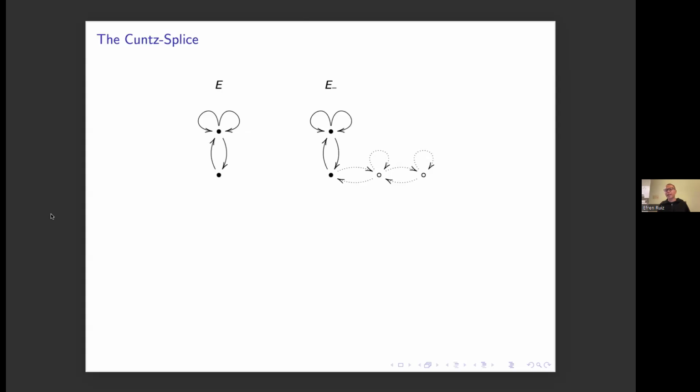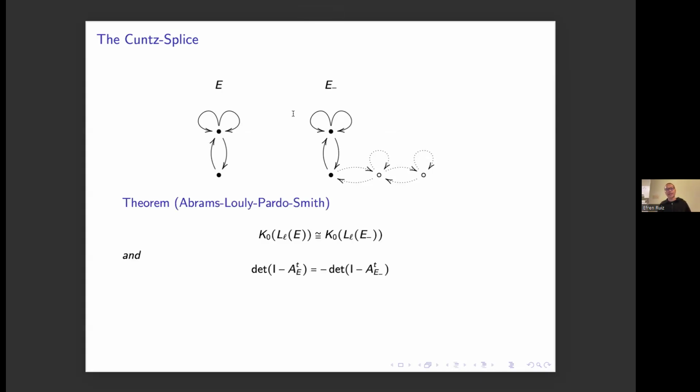The most outstanding question then in this business of trying to prove the algebraic Kirchberg-Phillips question in the positive is this graph move called the Cuntz-Splice. The Cuntz-Splice is taking a graph E and attaching this new graph onto it. The result when you do this Cuntz-Splice is that it doesn't change the K0 group, and what it does is that it just changes the sign of the determinant.